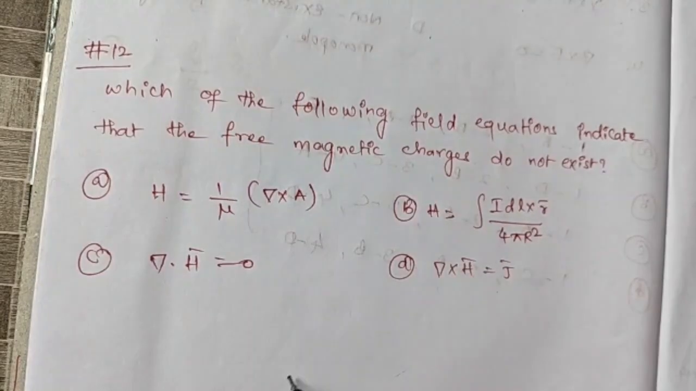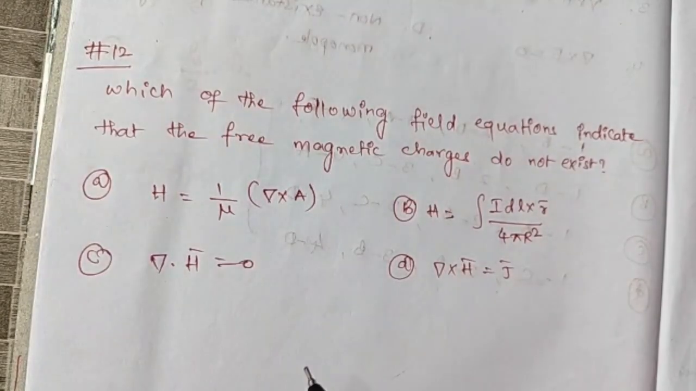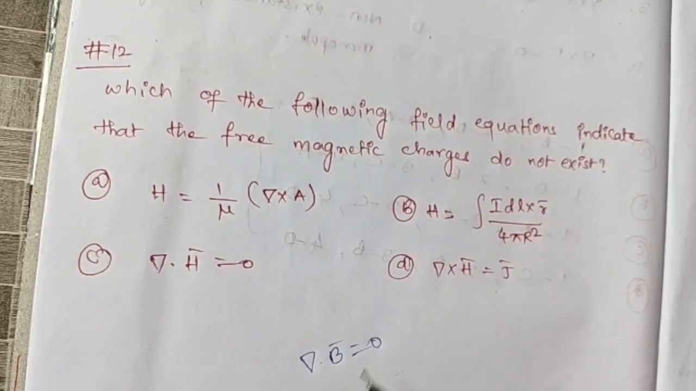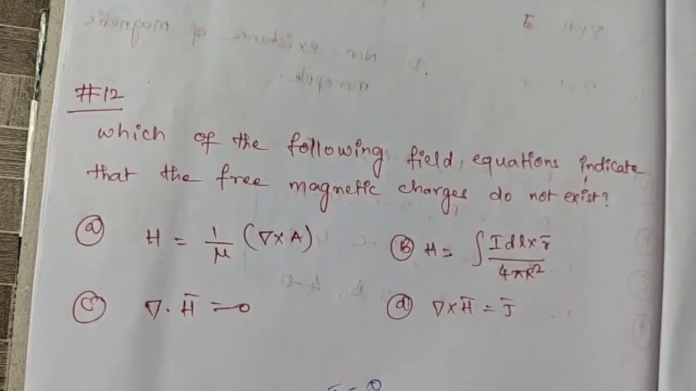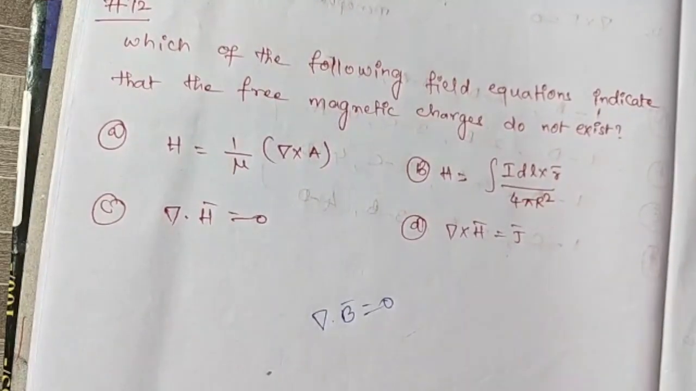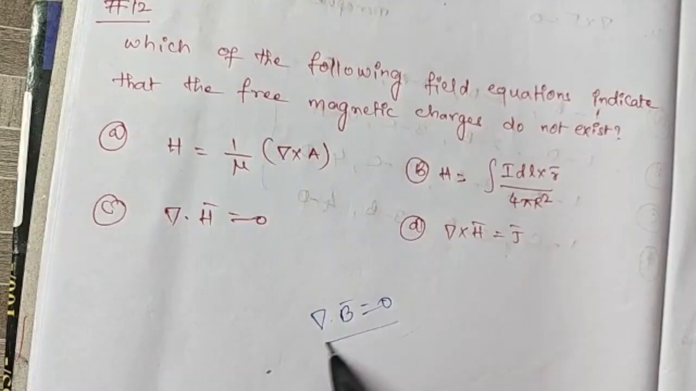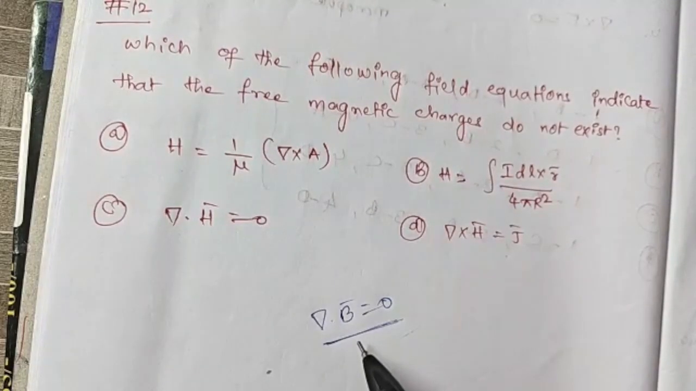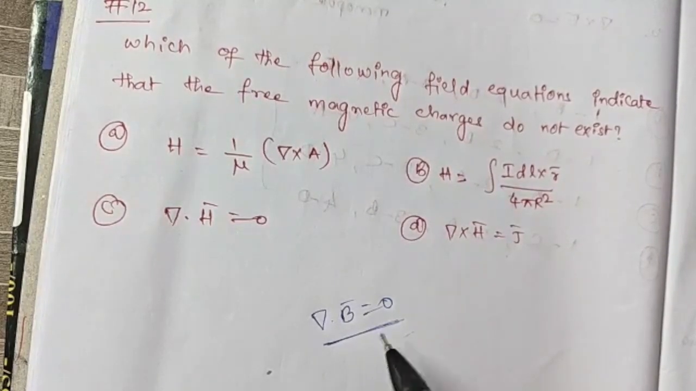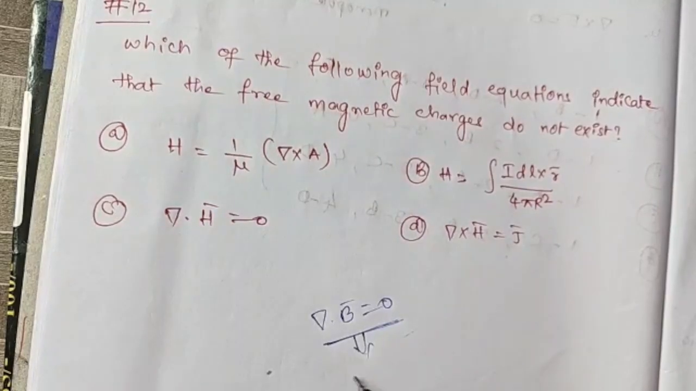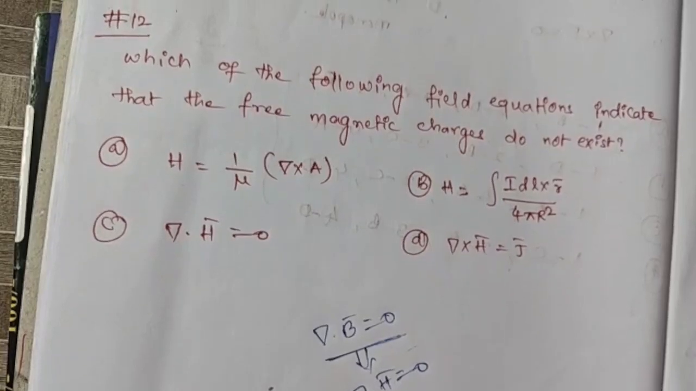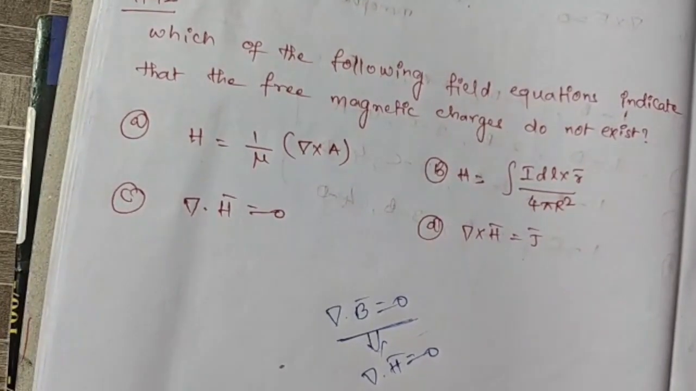See, we have the Maxwell equation, which is del dot B bar is equal to 0, which tells that no magnetic monopole exists, in the Gauss law. Right? Magnetic monopole does not exist. So from this we can say free magnetic charge does not exist. So I can write this as del dot H bar is equal to 0. So option C will be the correct answer.